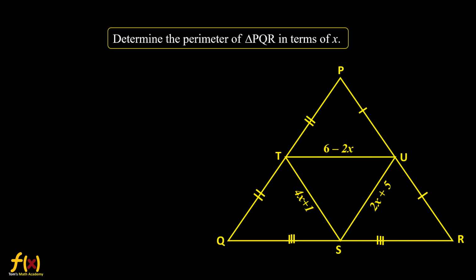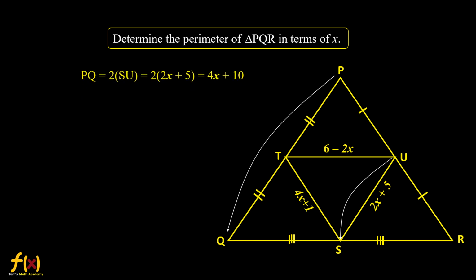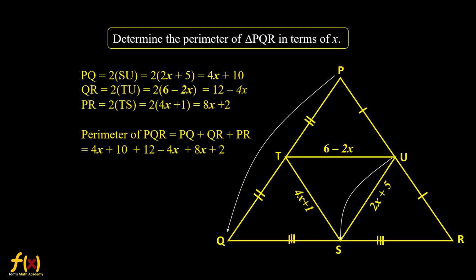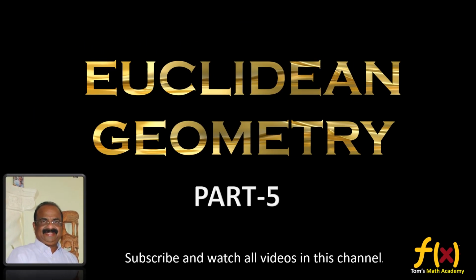So PQ must be 2 times SU. That is the idea we have from midpoint theorem. So we calculate that 2 times SU, that is 2 times 2x plus 5, which gives us 4x plus 10. In the same way, we calculate all the other sides. We get all of them. We add for the perimeter and we get, simply add them and we get 8x plus 24, the perimeter of triangle PQR. End of part 5.